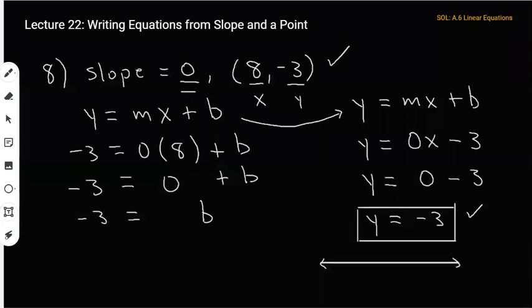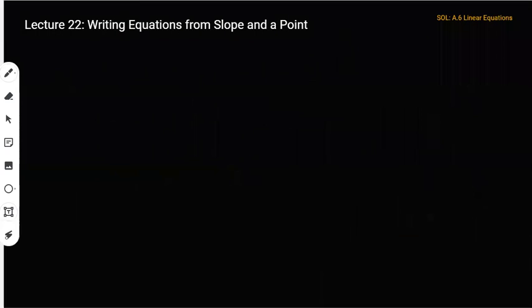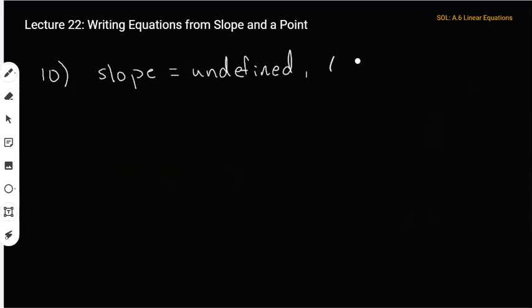Okay. The last one that I'm going to do is a vertical line. So let's look at number 10. This time, my slope is going to be undefined. And my ordered pair is going to be 4, 4. Now, if your slope is undefined, that means you don't have a horizontal line, you have a vertical line. So it's going to look like this on your graph.